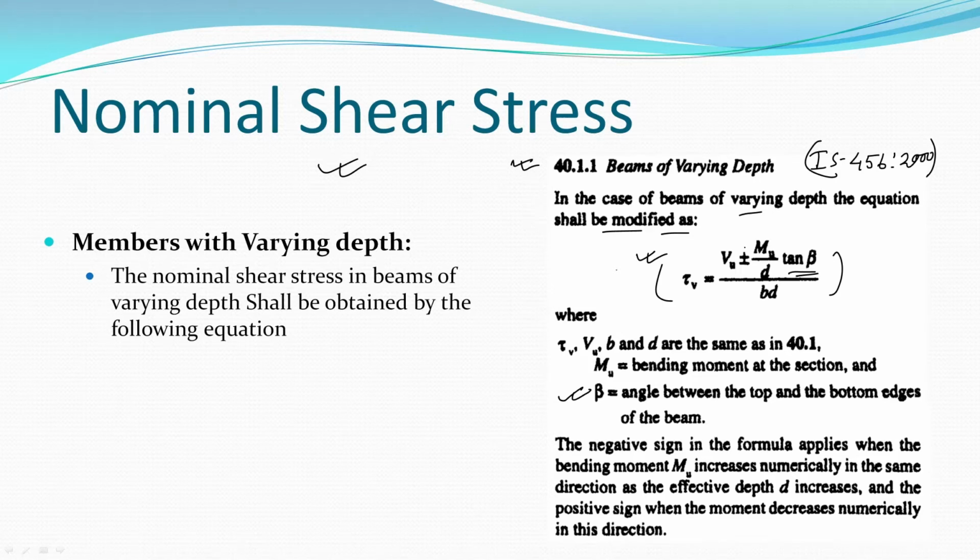Now there is the question of whether we need to take the sign positive or negative. Look, in this paragraph, the negative sign in the formula applies when the bending moment increases. That means when the value of Mu, the moment, increases, then we consider the negative sign, and vice versa: if the moment value decreases, then we put the positive sign. In this way we can determine the value of tau v, the nominal shear stress, for the varying depth.